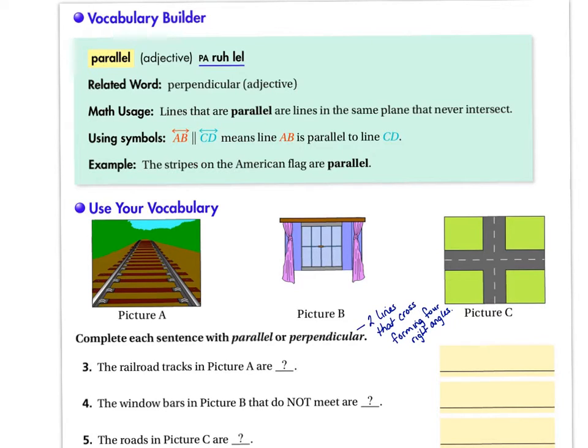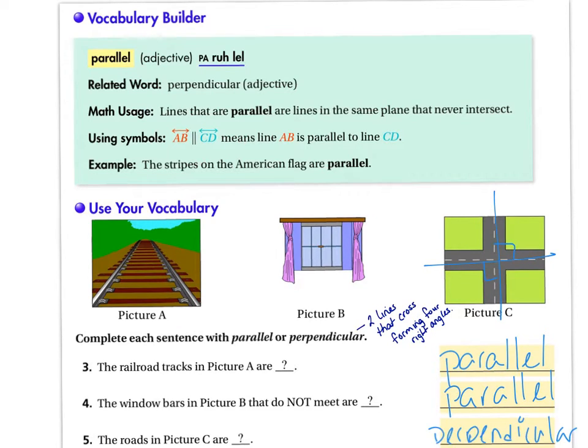Looking at the vocabulary at the bottom, are the railroad tracks in picture A parallel or perpendicular? Well, think about it. Would they ever cross? So they are parallel. The window bars in picture B do not meet, so those would be, correct, parallel. And in picture C, they meet, they cross, creating 4 right angles, so they are perpendicular.